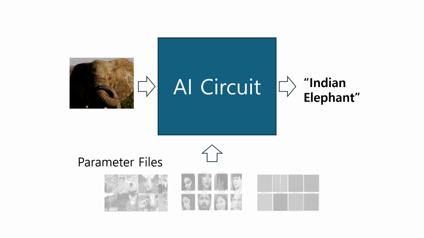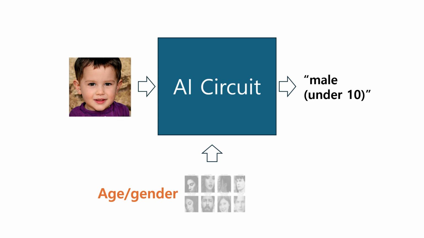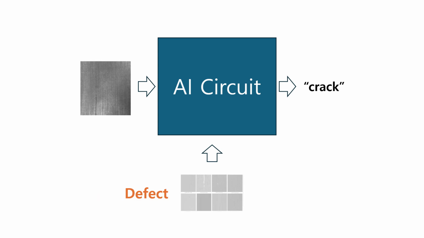In the recognition process, the computational circuit uses parameter data generated in advance through the deep learning training process. This data contains knowledge about the recognition targets. There is no need to modify the computational circuit even if the recognition target changes, and just by replacing the parameter data, the circuit can be used for various purposes, such as classifying animals, recognizing gender and age, or recognizing whether there are defective products in a factory.